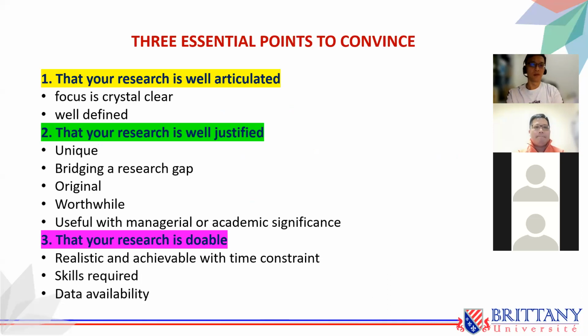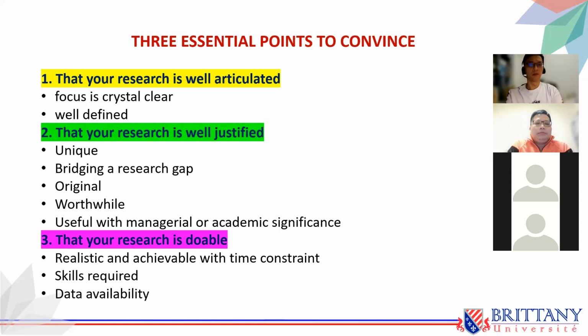So there are three essential points to convince that your research is well articulated. How? If your aim and objective are clear and your problem statement is well defined, that will give you a direction. Your research is well justified. So make sure the topic you have chosen in a particular area is unique. It's not copied from somebody else's idea. It is something that hasn't been researched yet, bridging the research gap. We'll be discussing how to bridge the research gap. So it needs to be original and worthwhile.